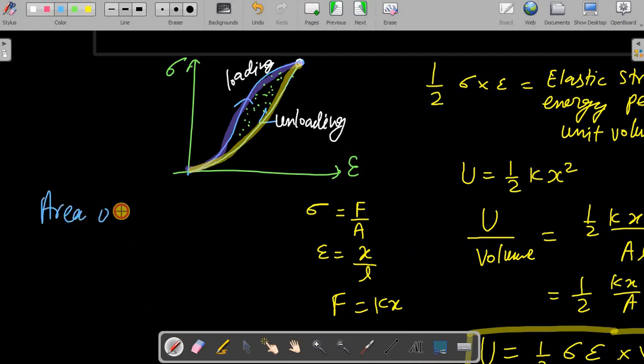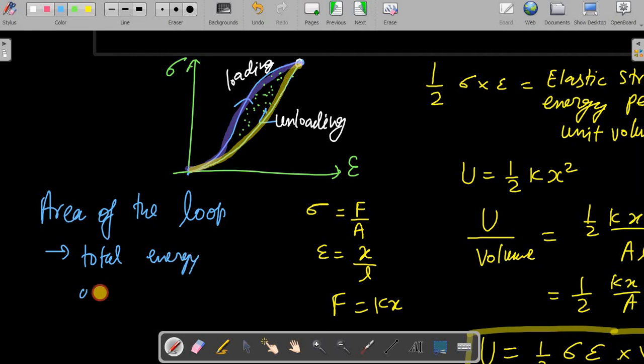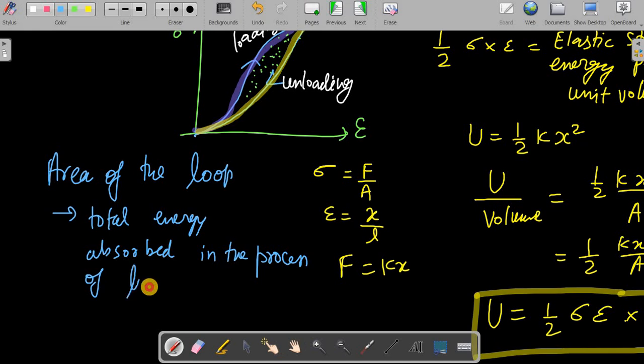Area of the loop gives us the total energy absorbed in the process of loading and unloading.